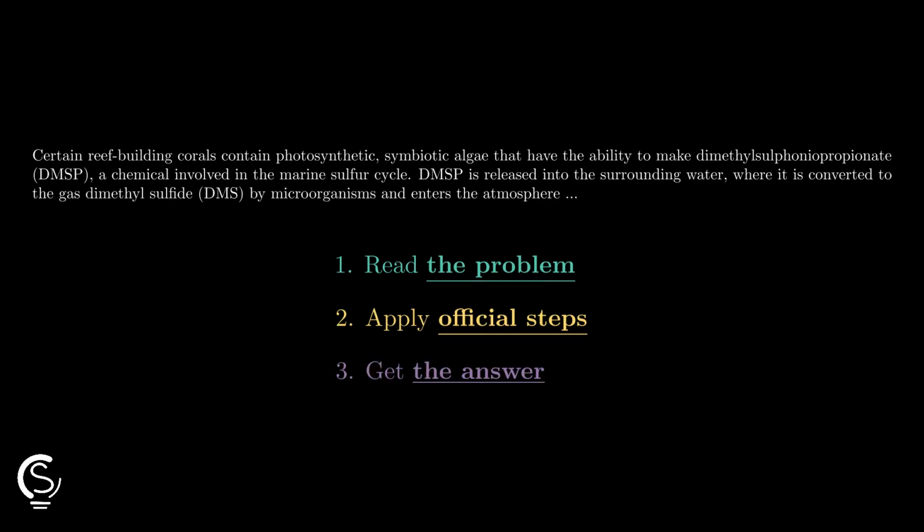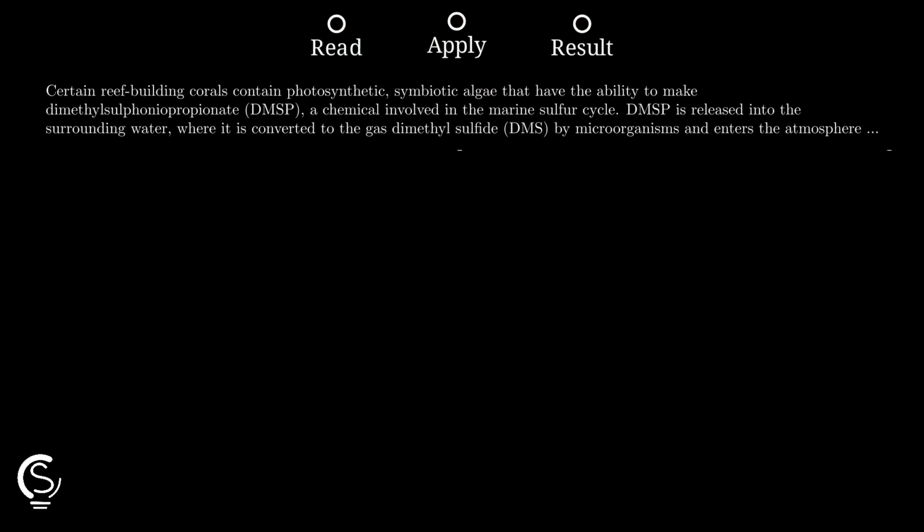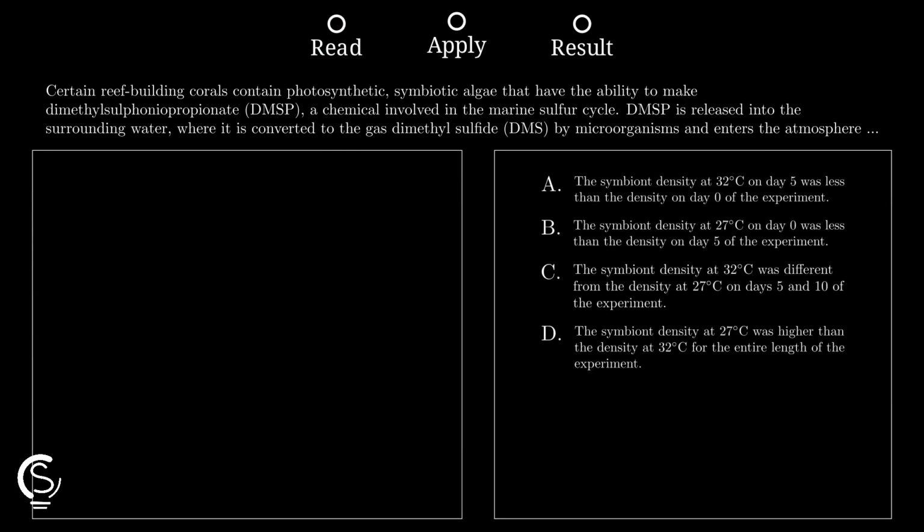Figure 2 is the whole game here, and this quick question is really about comparing symbiont densities across temperatures on specific days, not guessing trends. First, lock onto figure 2 because that graph shows symbiont density directly, and the question asks about density findings, so ignore the DMSP details and compare the two temperature curves carefully.